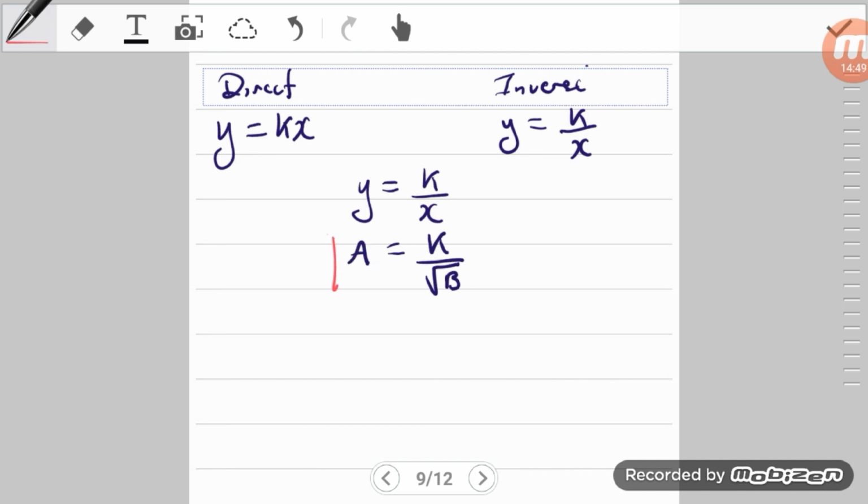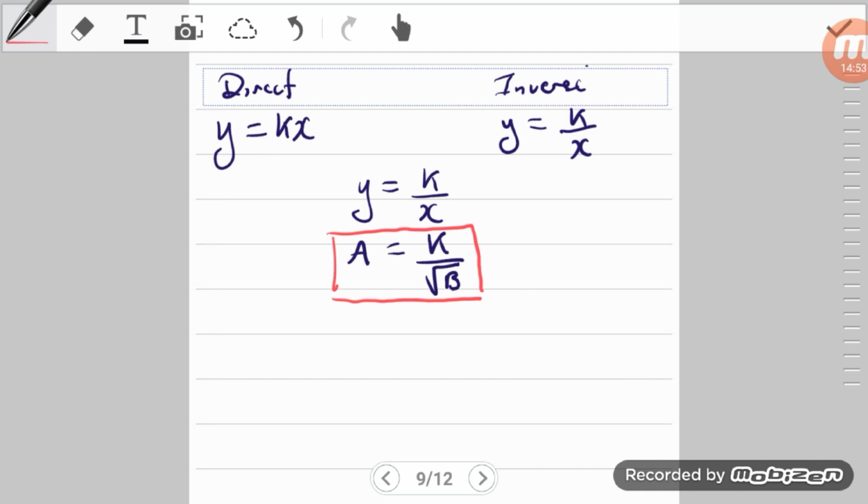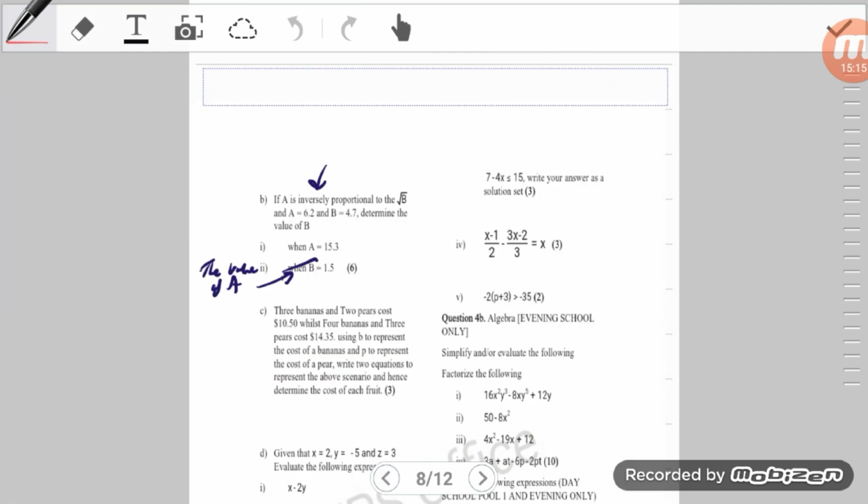Now, of course, to proceed into finding any values with this variation, we are going to need to establish the value of our constant of variation. So we're looking for k. Initially, you'll see that they have given you two initial values of A and B, where A is 6.2 and B is 4.7. Notice that they didn't give us a value for k. So we need to proceed to find that.